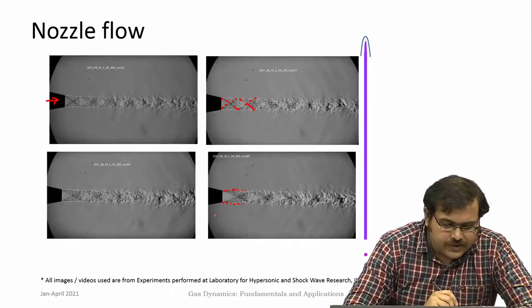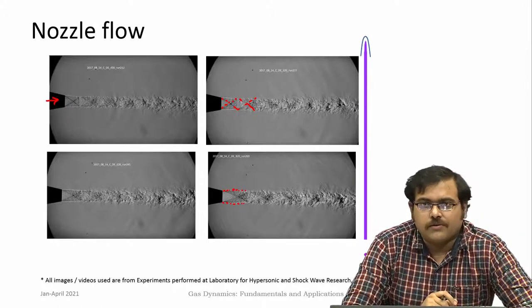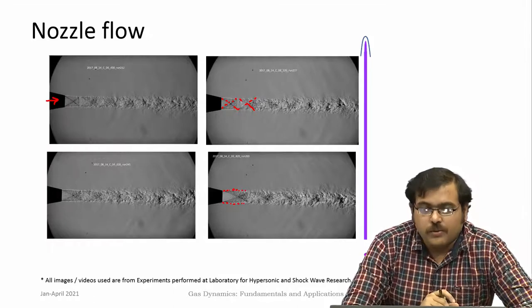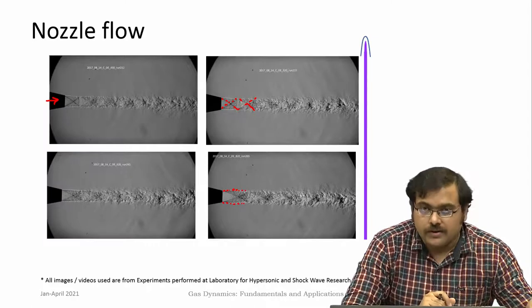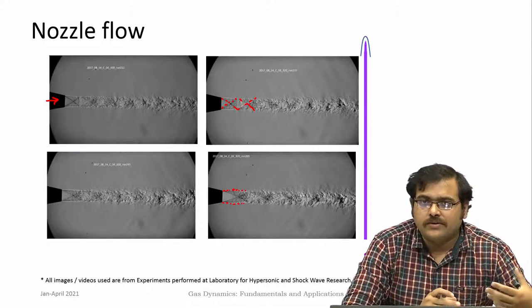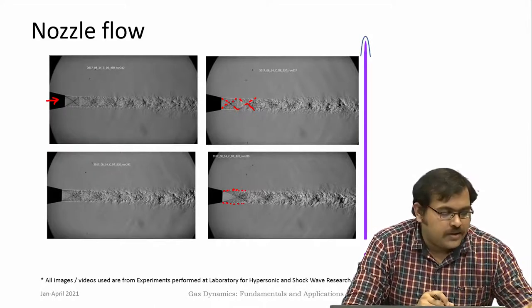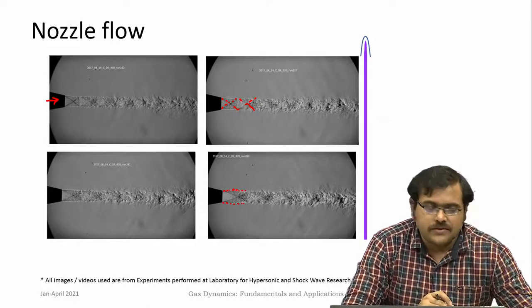So, we will study these various operating regimes of flows through nozzles, from nozzles, and so on in this particular course. So, variable area ducts, how does flow happen in variable area ducts, what happens to flow once it comes out of the nozzle, what if it is subsonic, what if it is supersonic, and so on and so forth.